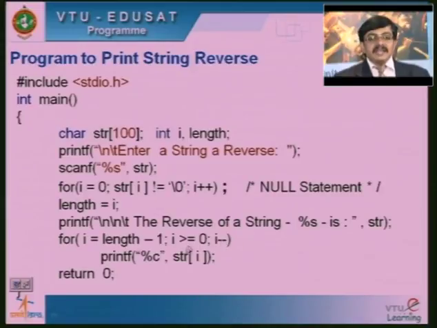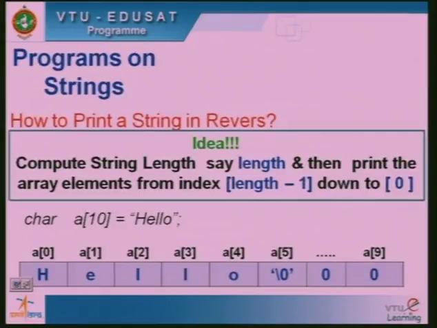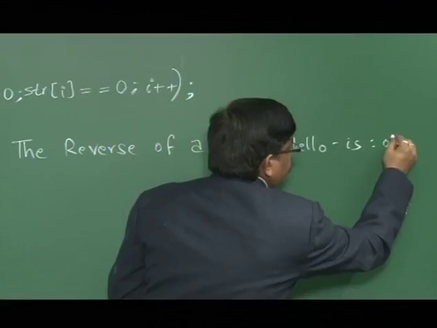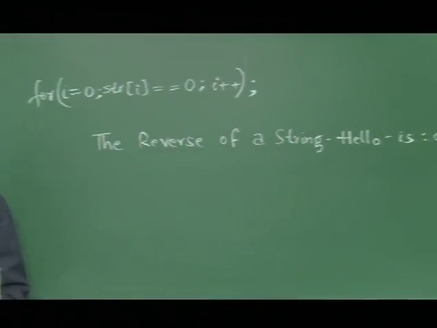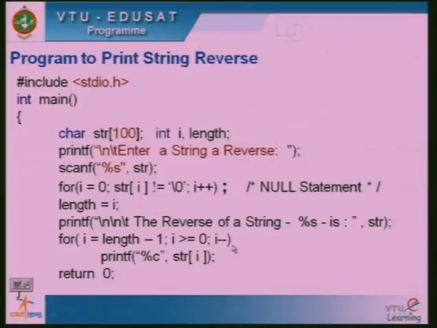When i becomes 3, 3 is again greater than or equal to 0. When 3 is greater than or equal to 0, again I will print the previous character there, that is L. Then after that, again I iterate in the loop, and i gets decremented. When it gets decremented, it becomes 2.